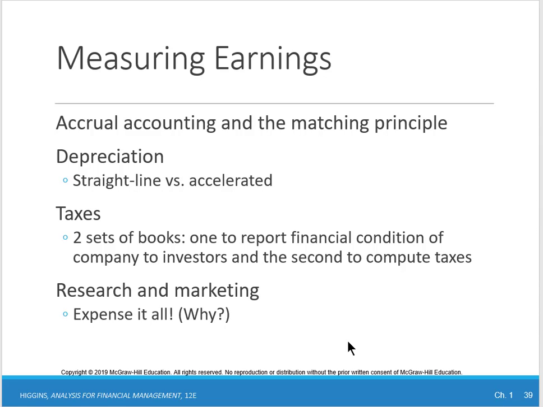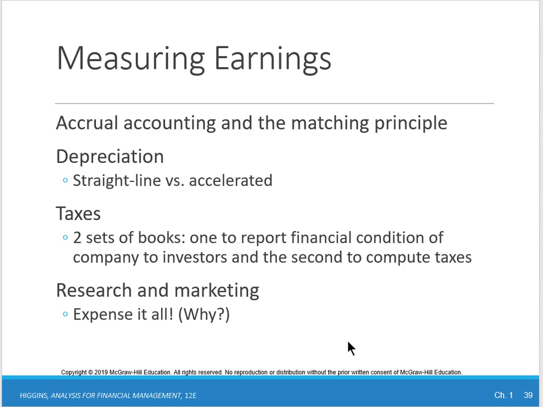Depreciation can be straight line, it could be accelerated. So typically, companies have 2 sets of books. One is to report the financial position of the company to investors, and the other one is to compute taxes. So there are 2 sets of books. It's not really relevant in any real big detail. We just have to know that the company will be showing 2 sets of books. Again, one for investors, one for taxes.